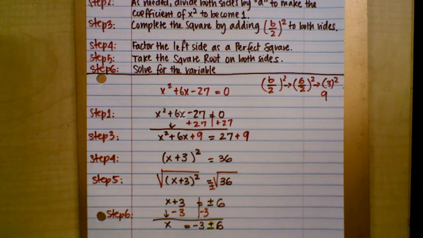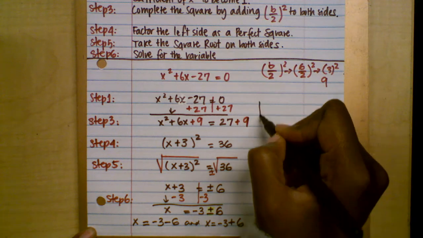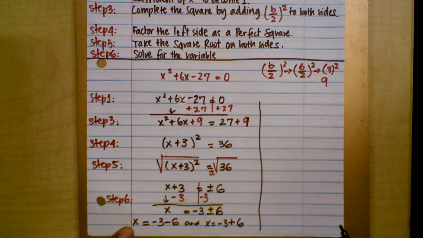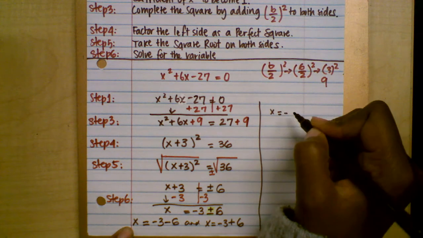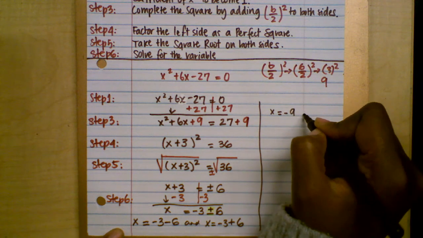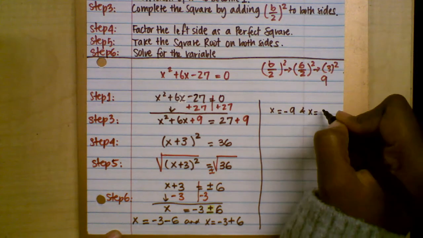So I'm going to write two equations below. To solve for x, the two solutions are going to be x = -3 - 6, and the second one is x = -3 + 6. Okay, let me continue right here. I don't have enough space. I end up having x = -9 and x = -3 + 6, which is +3.